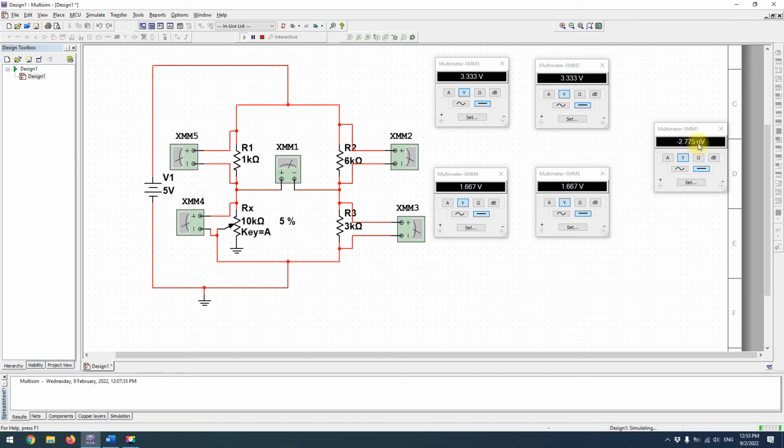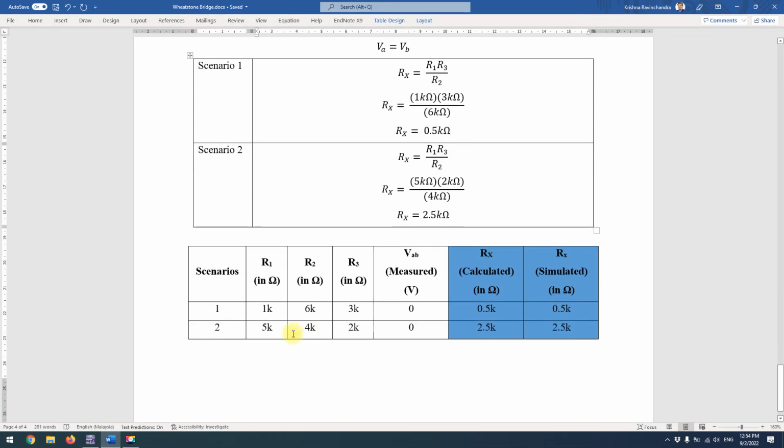Because you see, we already know that the voltage across Vx here, the potentiometer, is 1.667 volts, and V3 is also 1.667 volts. So you take this and minus this, you should get 0. When it's microvolts, there is actually no voltage at all in that circuit. Alright, so now let's stop this and do the second scenario.